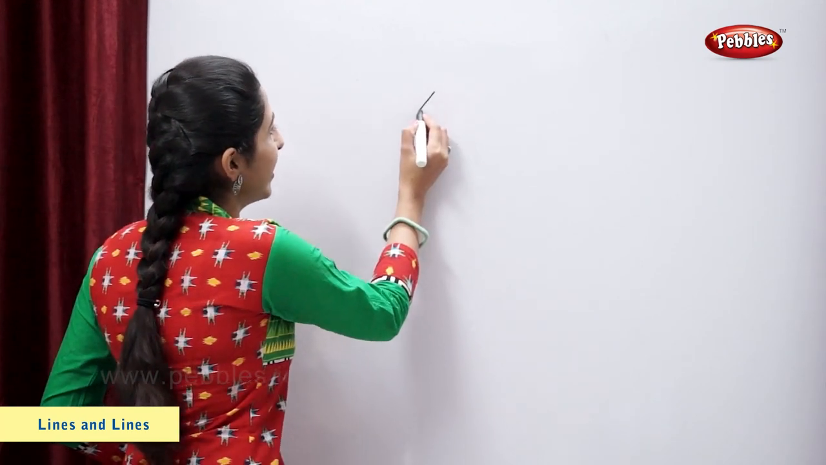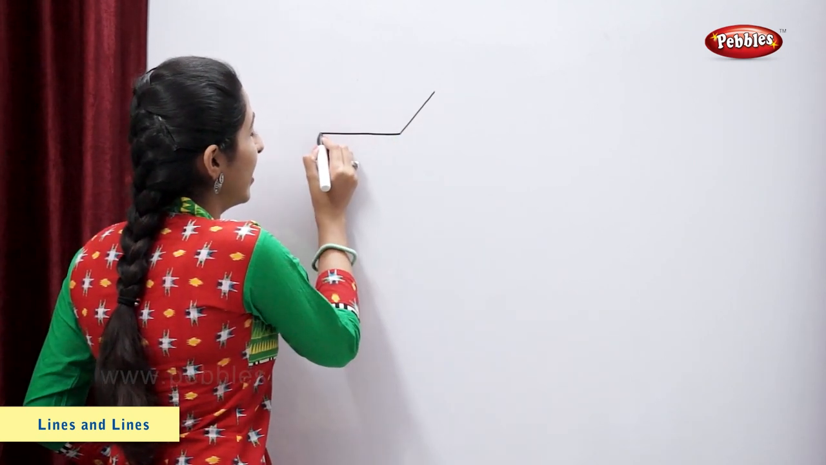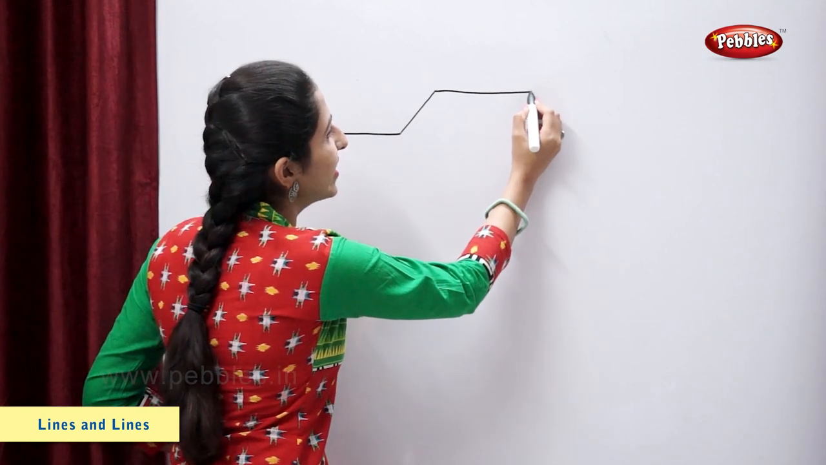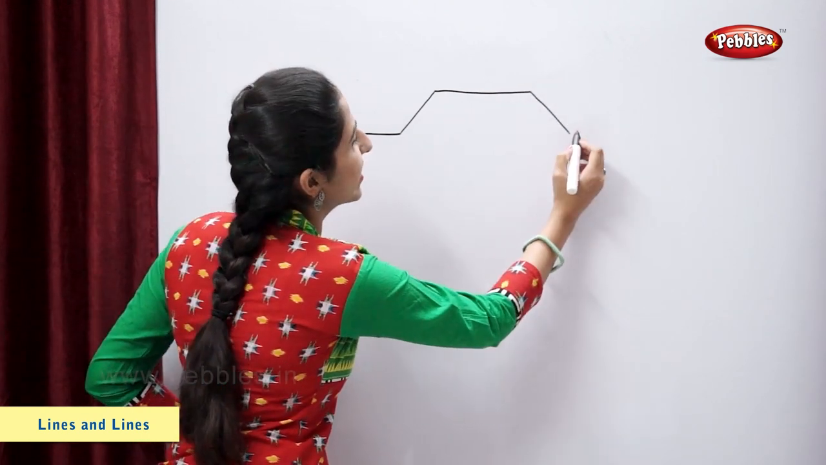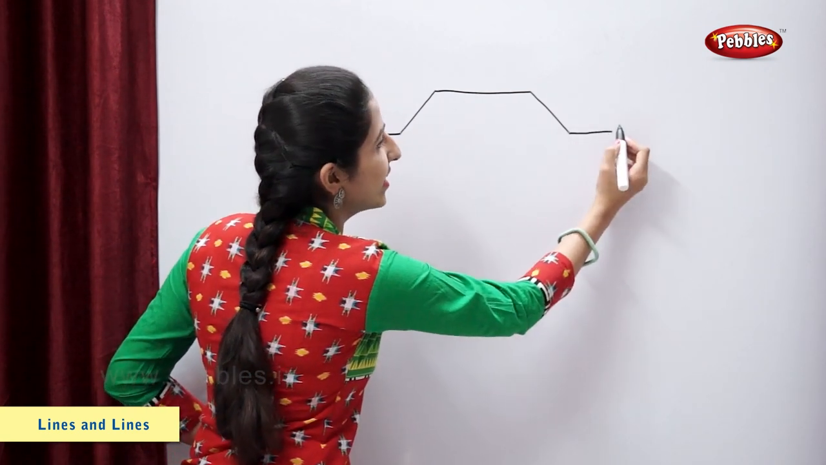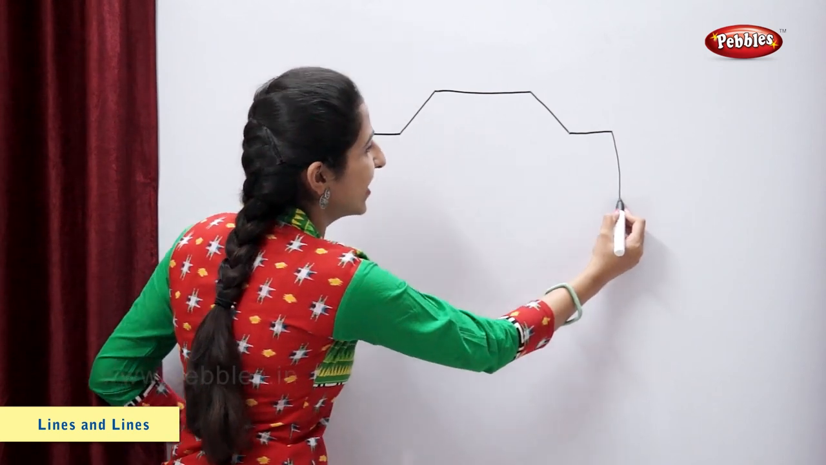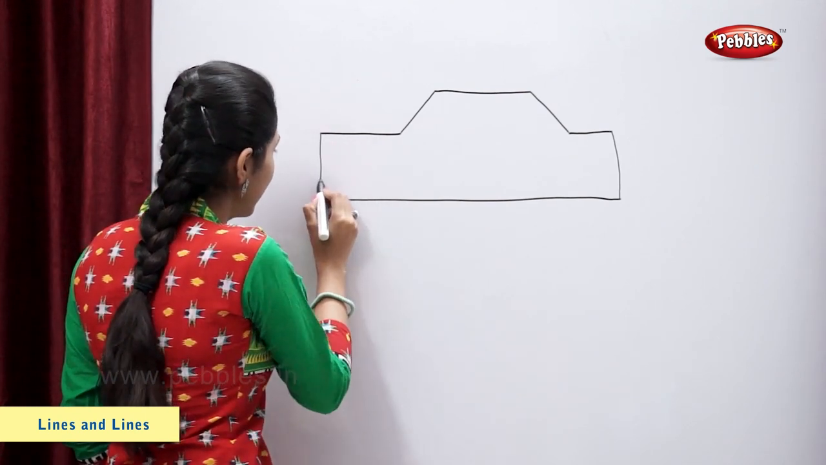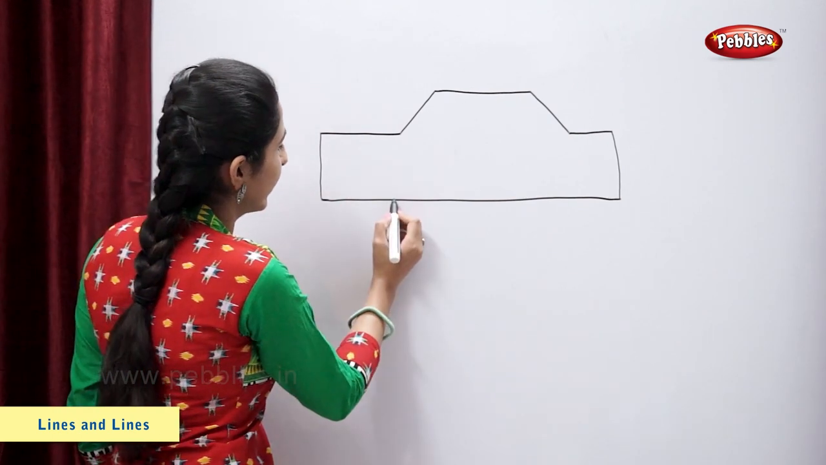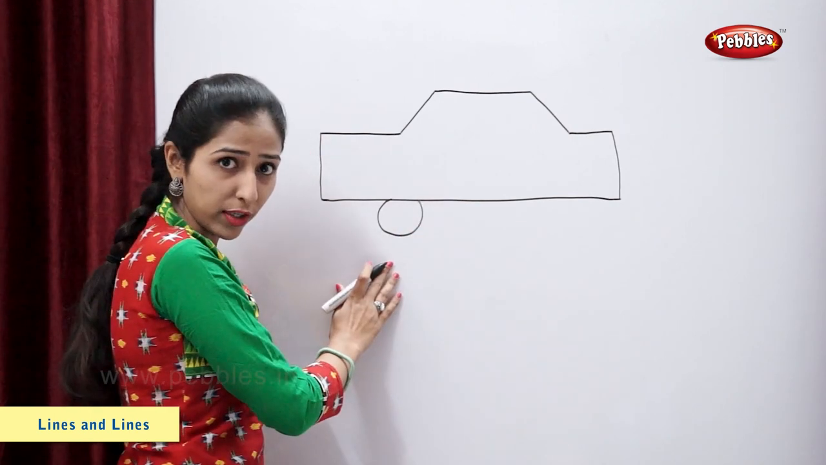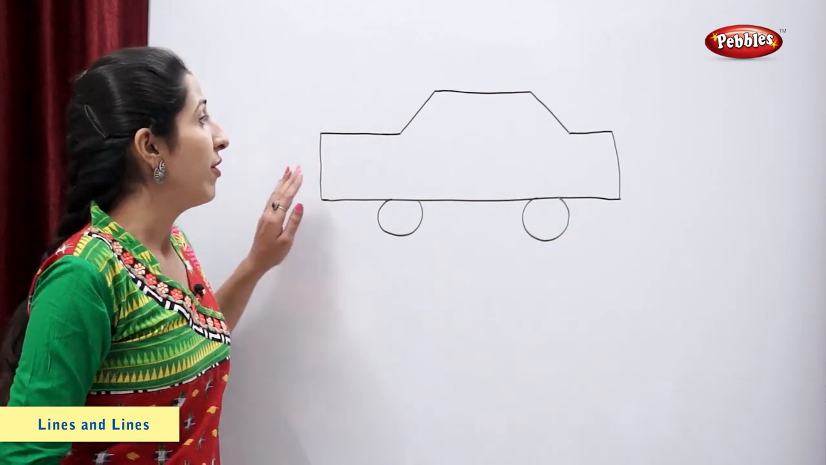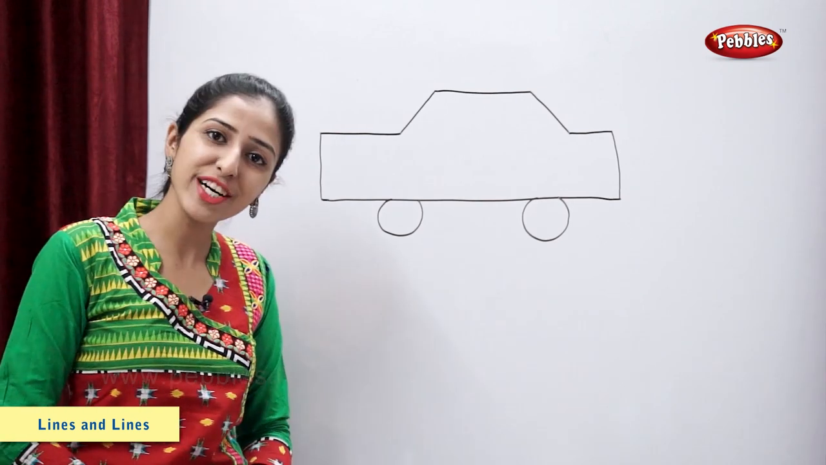Now let's draw a car. A slanting line, a sleeping line, sleeping line again, a slanting line, sleeping line, a standing line. Sleeping line. Standing line. A curve. Another curve. So, we have drawn this car using lines and curves.